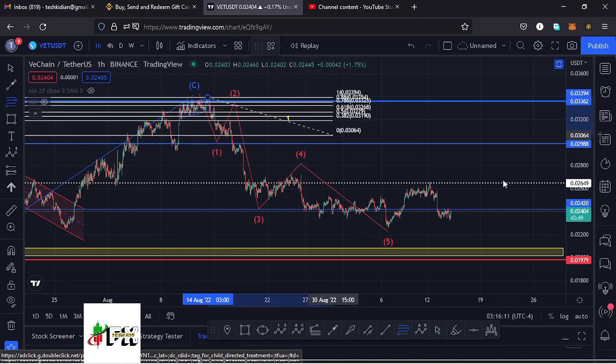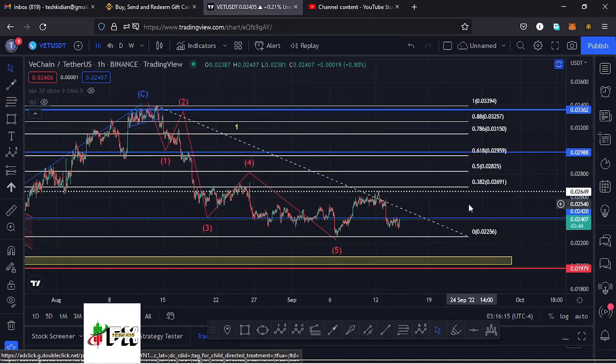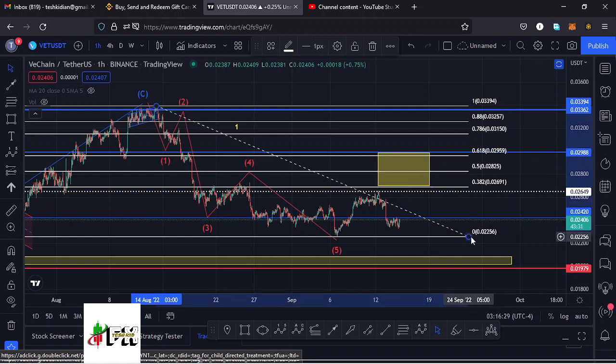the high of the wave 1 to the low of the wave 1 to get a minimum target area for that second wave to the upside between the fib level 0.618 and the fib level 0.382. That is my target area for that second wave to the upside.